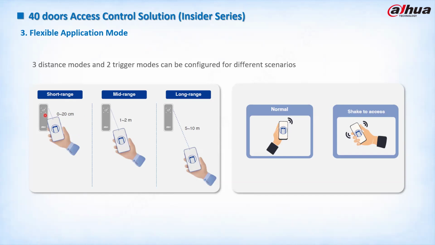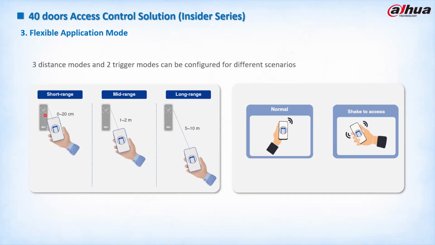So for the distance modes, we have the short, the mid, and the long range. The short range is 0 to 20 centimeters, which is roughly nearer to the device itself. Then the mid range is roughly 1 to 2 meters, and the long range is from 5 to 10 meters.